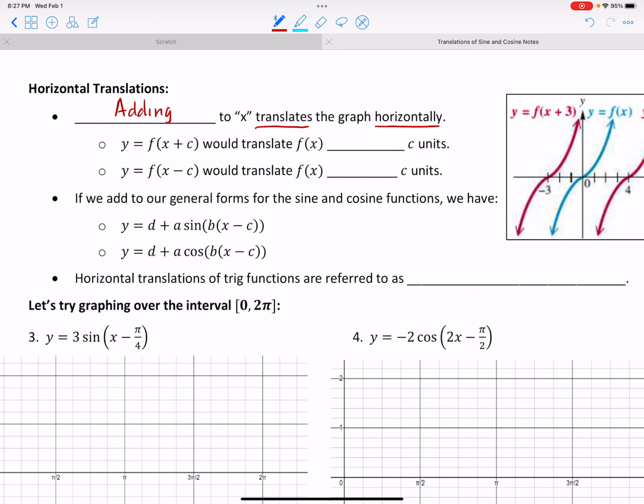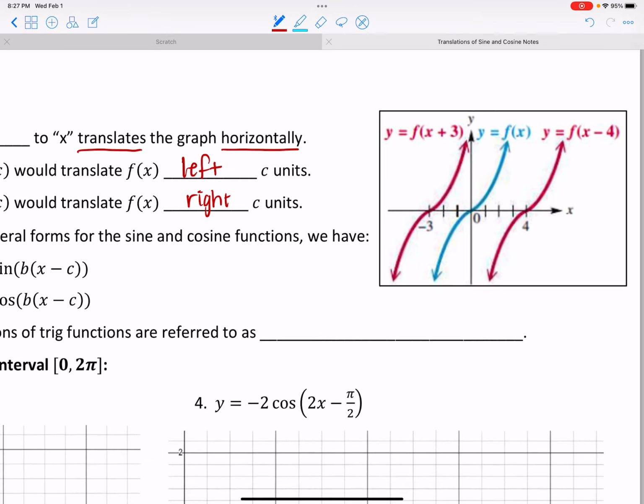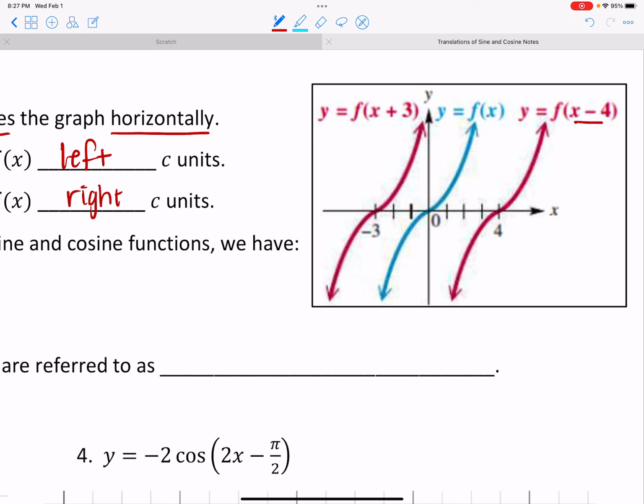But here when we add, we're going to go to the left, which is the negative direction. And when we subtract, we're going to go to the right, which is the positive direction. And that's because we need to offset. So think about this, minus 4 here. I need a positive 4 to offset and get me back to that 0.